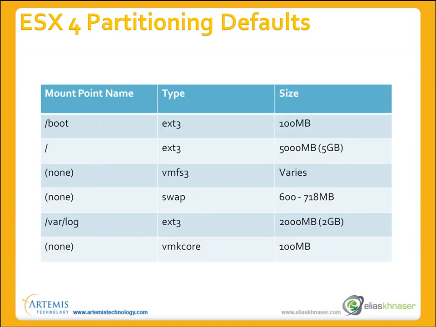Now, when partitioning, you have to get familiar with the types of file system that's going to go on every partition. The /boot is going to get an ext3, which is the default file system for Red Hat Linux. The root is also going to get ext3. The partition dedicated for VMFS3 is obviously going to be VMFS. The size is going to vary because it depends on how much remaining free disk you have, and you're going to allocate everything to it. The swap partition is going to have swap, the var logs again are going to be ext3, and the VMK core is VMK core.